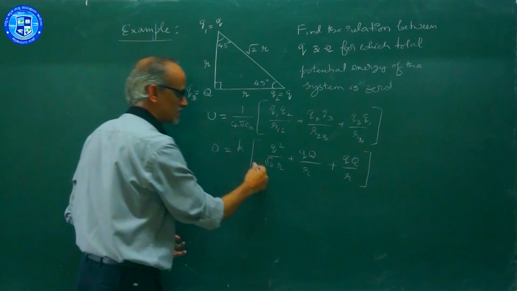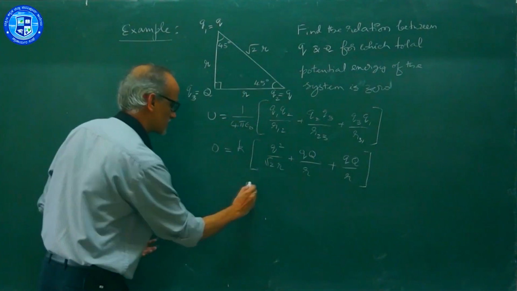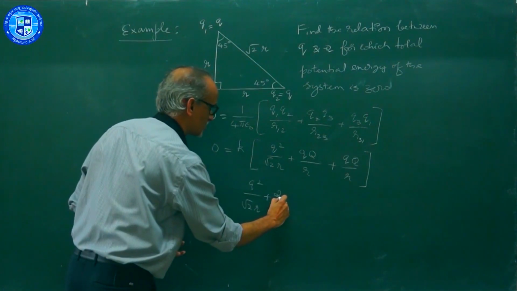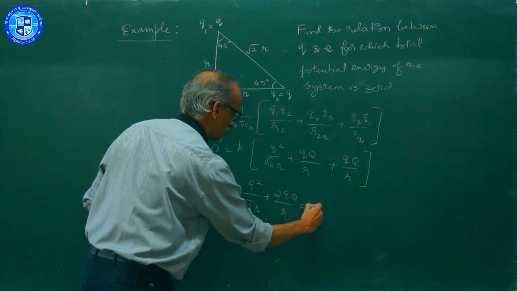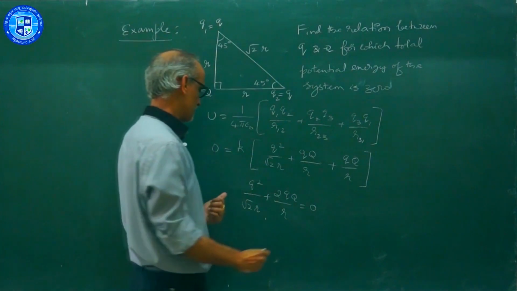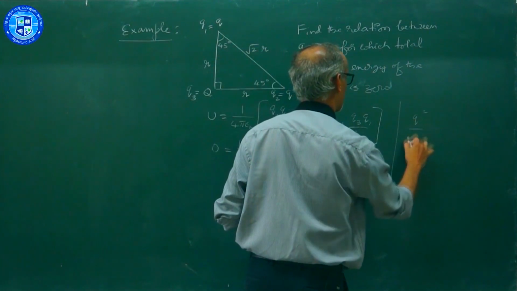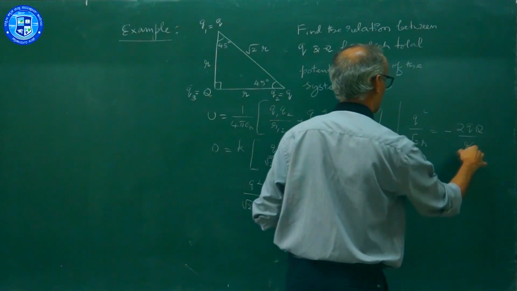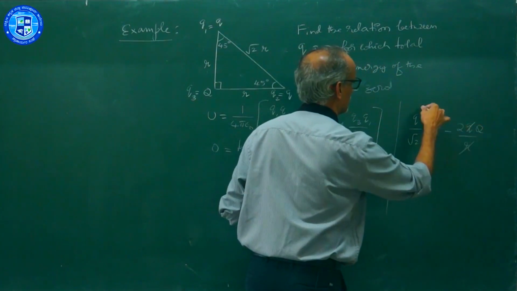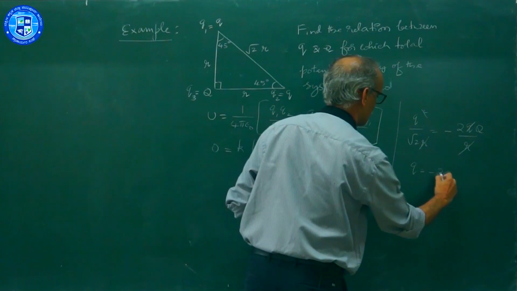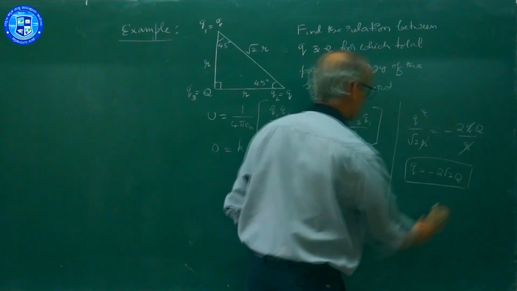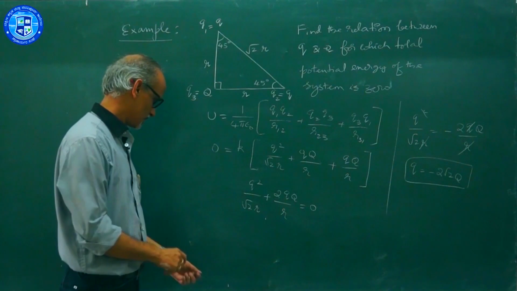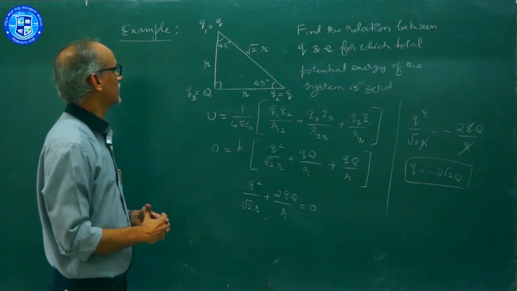So since this cannot be 0, this term has to be 0. That is Q square by root 2R plus 2 such terms, 2QQ by R must be equal to 0. So it's very easy to simplify. Q square by root 2R is equal to minus 2QQ by R. So this term will get cancelled, one of the Q will get cancelled, and that will give you Q is equal to minus 2 root 2Q. So this is the relation between Q and Q for which the total potential energy stored in the system becomes 0. So this is the application of the equation which we have derived earlier.